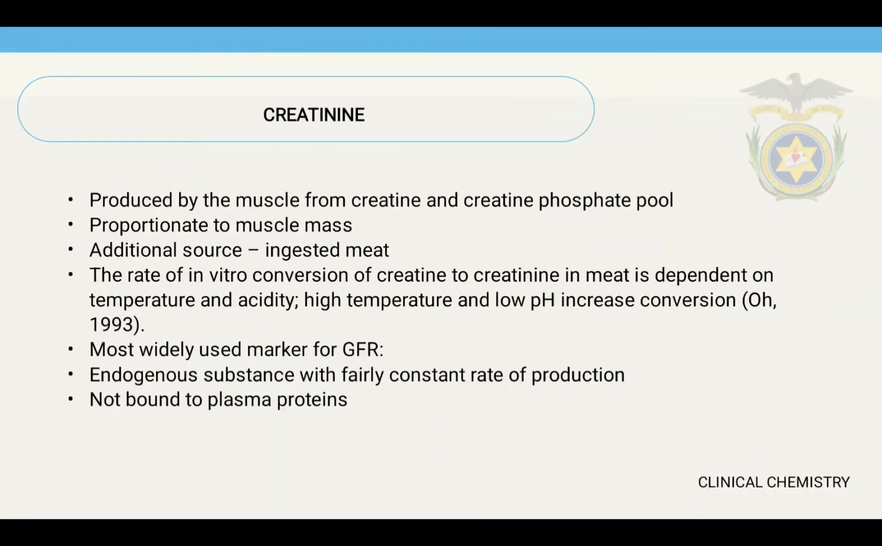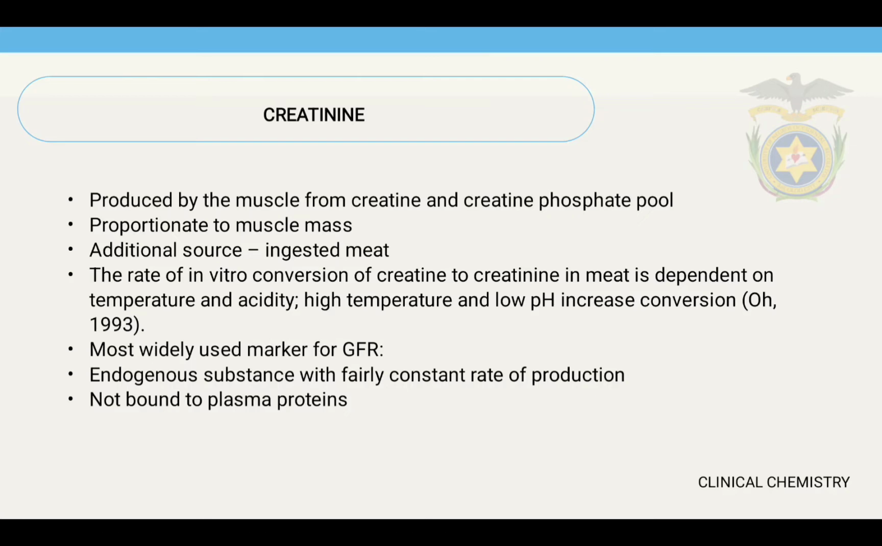cases. Your creatinine is produced by your muscles from creatine and the creatine phosphate pool. It is proportionate to the muscle mass, but additional sources may be obtained by the ingestion of meat. So the rate of in vitro conversion of creatine to creatinine in meat is dependent on the temperature and acidity, where high temperature and low pH increase the conversion.